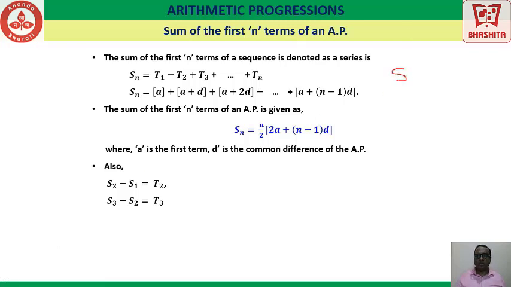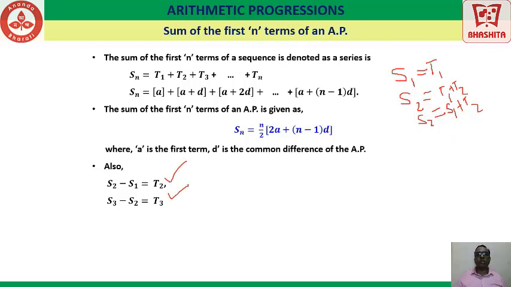Look at this, students. S1 is same as T1. I hope there's no problem with this. If it is sum up to one term, it will only be T1. Whereas if you look at S2, S2 is actually what? T1 plus T2. Now this T1 can be written as S1. Again the T2 as it is. So we have this S2 as S1 plus T2. So T2 actually becomes what? If you bring this S1 to the left side, you get S2 minus S1 as T2.